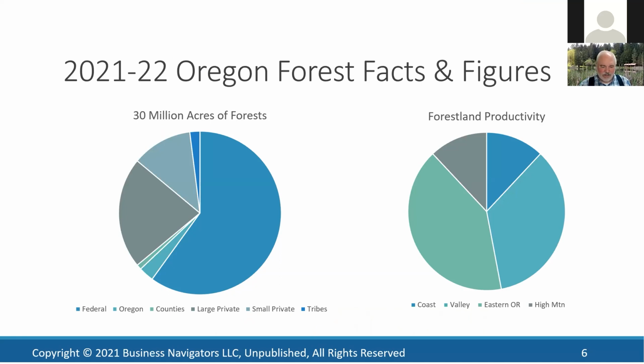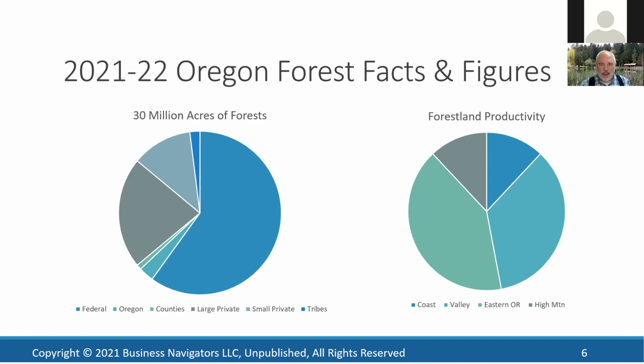The next little group is the state of Oregon. They own about 3% of the forest land. That next itty bitty part is the counties and municipal governments, the counties and cities. They own a little chunk.